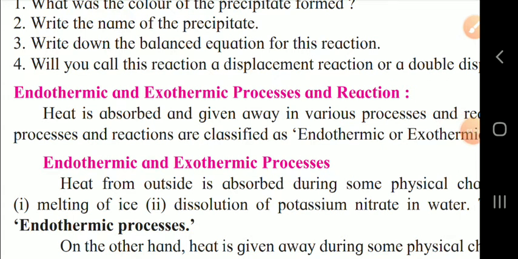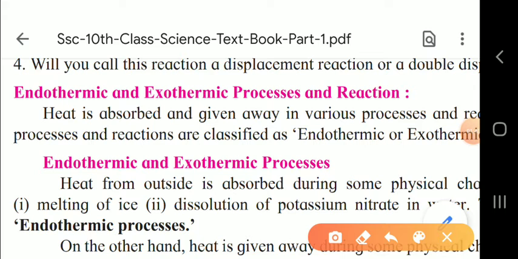Students, we are going to start from this endothermic and exothermic process. So first let me tell you what the endothermic process and the exothermic process are. Then I'll show you one video in which you can see how we come to know which reactions are endothermic and exothermic. Heat is absorbed and sometimes it is given out in various processes and reactions. According to that, these reactions and processes are classified as endothermic or exothermic.